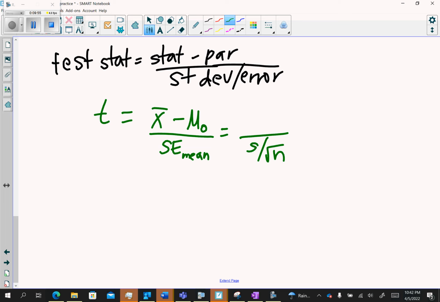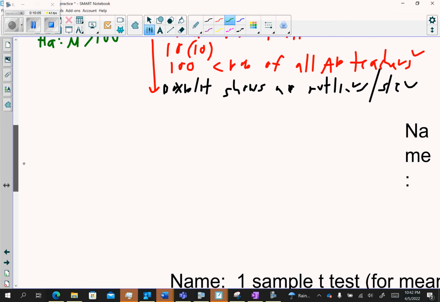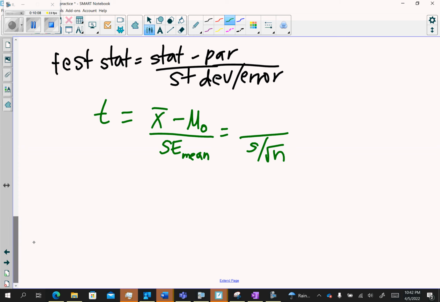All right, so let's substitute in our numbers here now. For x bar, we have 108.3, and then our mu, which we're assuming in the null, is 100. All right, so let's plug that in. 108.3 minus 100. And I forgot we should really be sketching this.